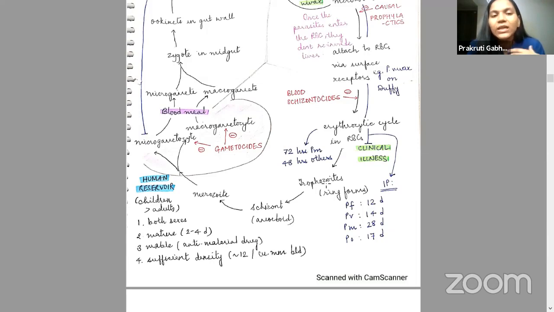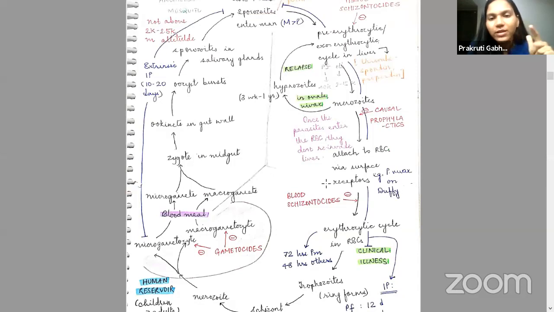The first criterion is you should have both sexes of the gametocyte, both micro and macro, which must be mature. Once the schizonts burst and release merozoites, it takes about 2 to 4 days for these gametocytes to mature. The next is they should be viable. If you're giving gametocidal drugs like primaquine, then obviously this human will not be able to transmit the infection. And secondly, they should be of sufficient density, which is approximately assumed to be 12 per cubic millimeter of blood.